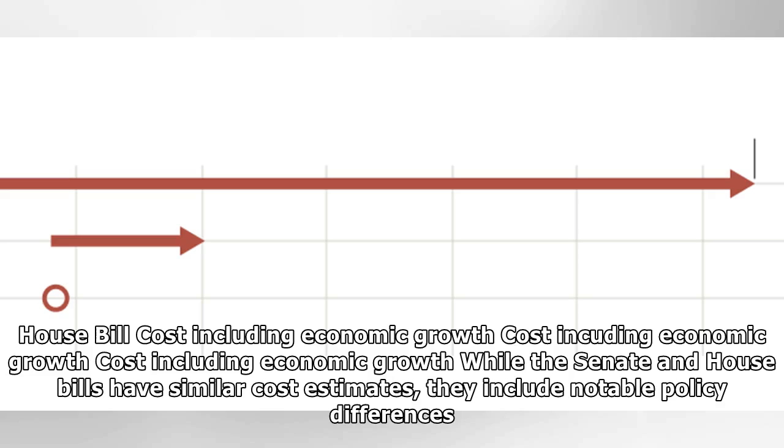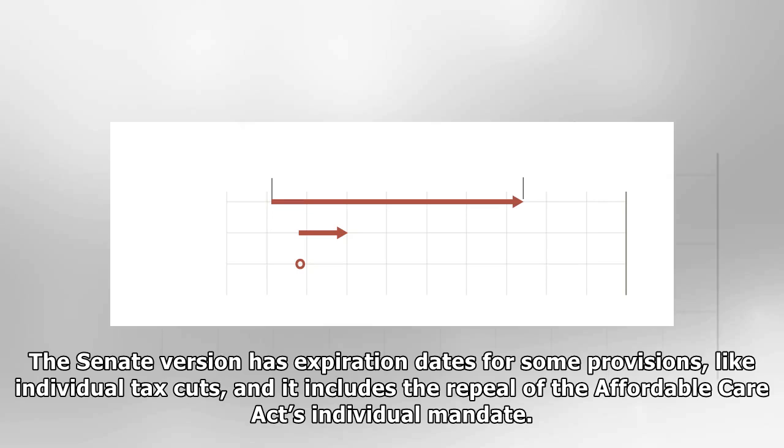While the Senate and House bills have similar cost estimates, they include notable policy differences. The Senate version has expiration dates for some provisions, like individual tax cuts, and it includes the repeal of the Affordable Care Act's individual mandate.